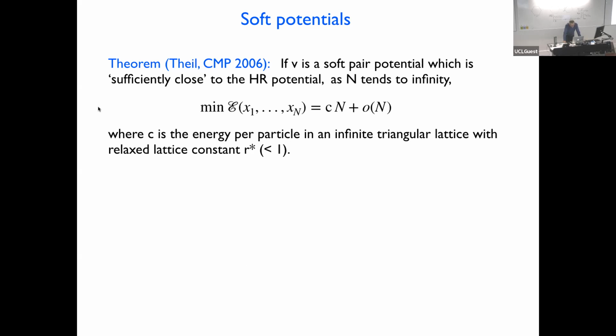It says that for a soft potential sufficiently close to Heitmann-Radin, the ground state energy is a constant times the particle number plus little o of n. So there exists a limiting energy per particle. And what is the C? It's basically the same as the energy per particle in an infinite triangular lattice, but with a relaxed lattice constant. Because the potential is allowed to be long range here, it's not exactly 0, and there's a compressive contribution from the outer bonds that compresses the lattice a little bit.